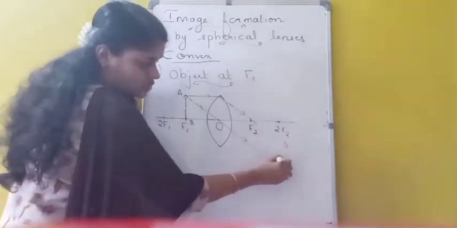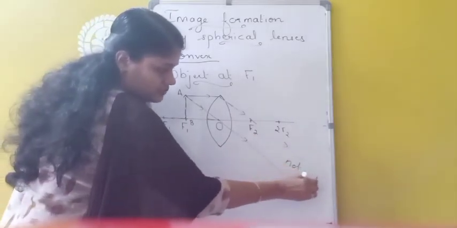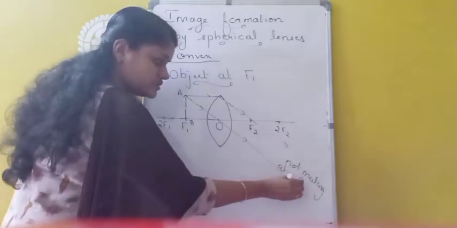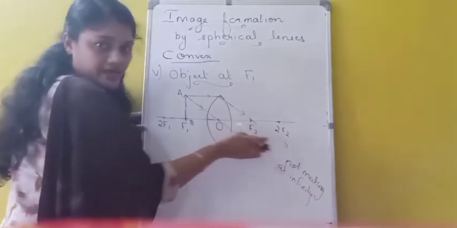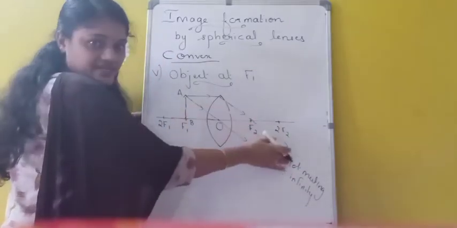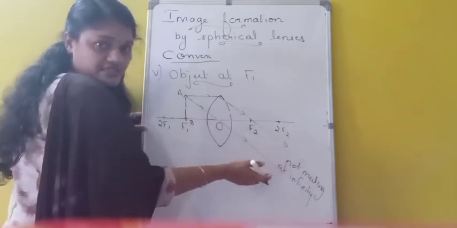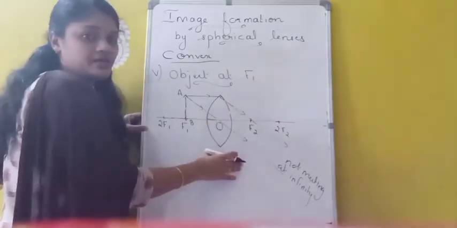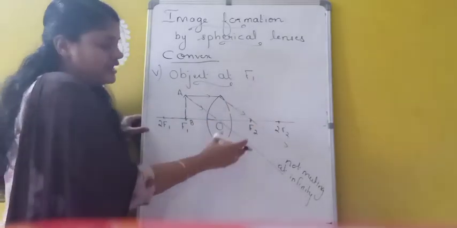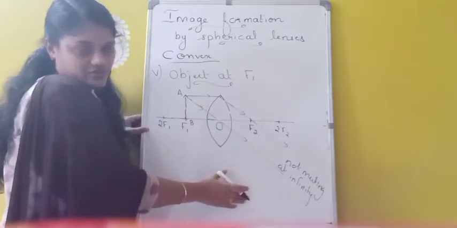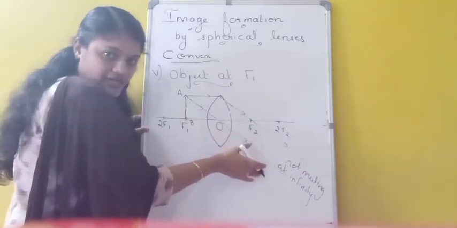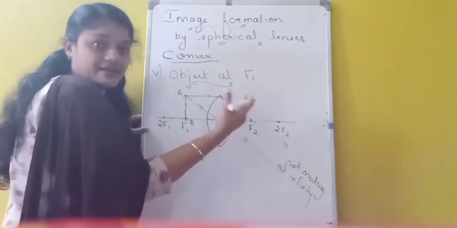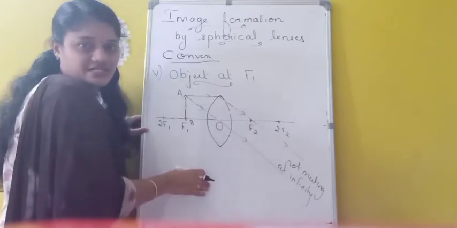And these two light rays are not meeting anywhere. That means they may meet at infinity. So since the light rays are going parallel after refraction, we assume that this image is forming at which point? At infinity. So the image we are getting at infinity, and it may be a highly enlarged image, and nature of the image is real as well as inverted.